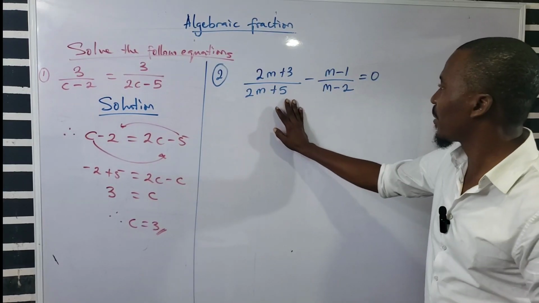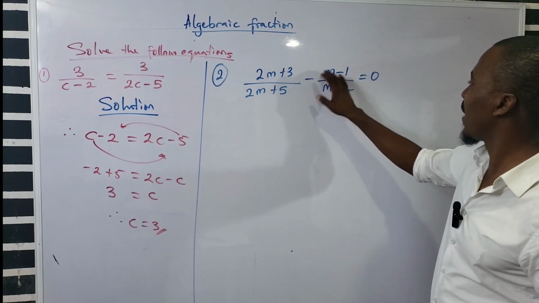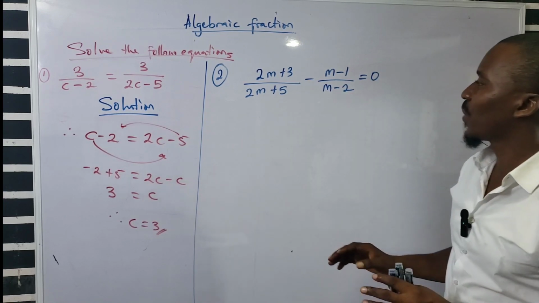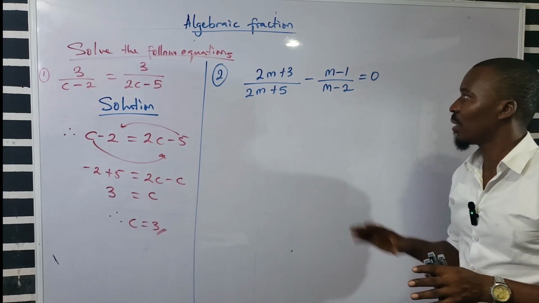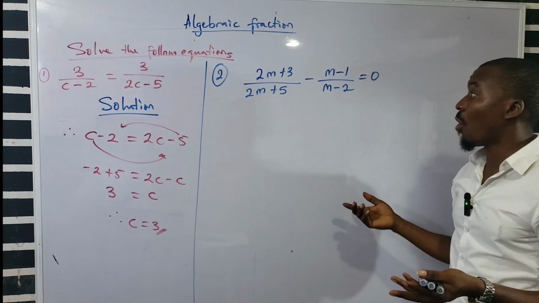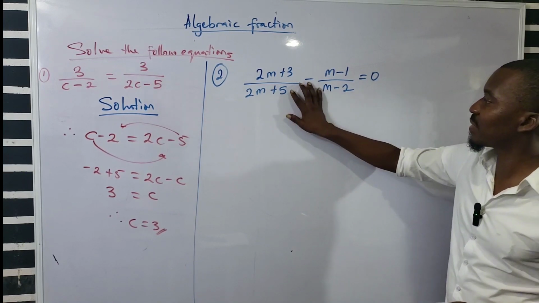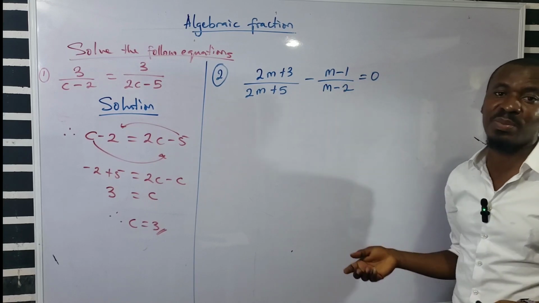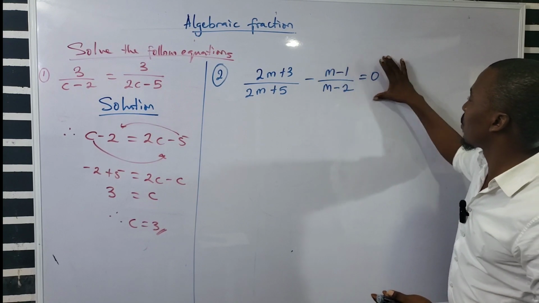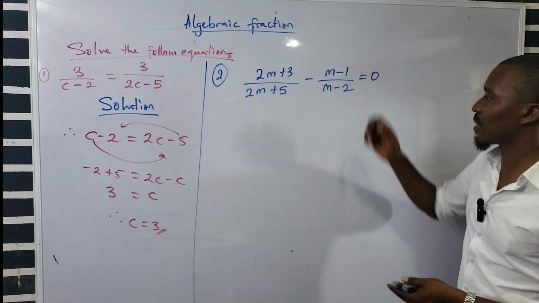Okay, so let's move to example 2. So see what we have here: (2m + 3)/(2m + 5) minus (m - 1)/(m - 2) equals 0. Okay, so what are we going to do here? Take this one over here and cross and multiply, or take the LCM of the fraction, make this a single fraction, then you cross and multiply. Whichever way, you get the same answer. But let me take this one over here, since there is nothing here already. So let me take this over here and cross and multiply.